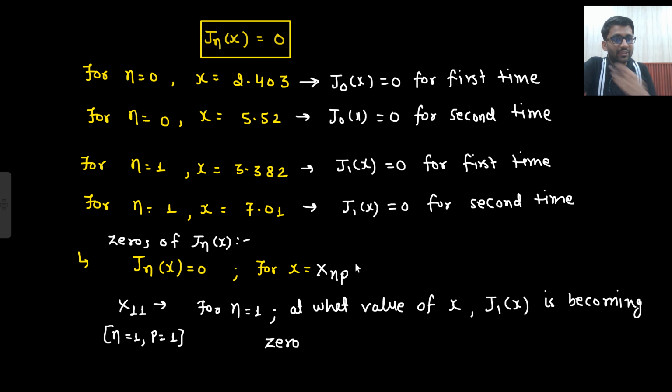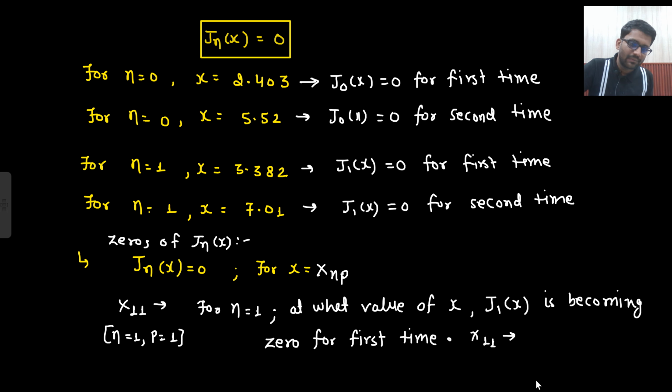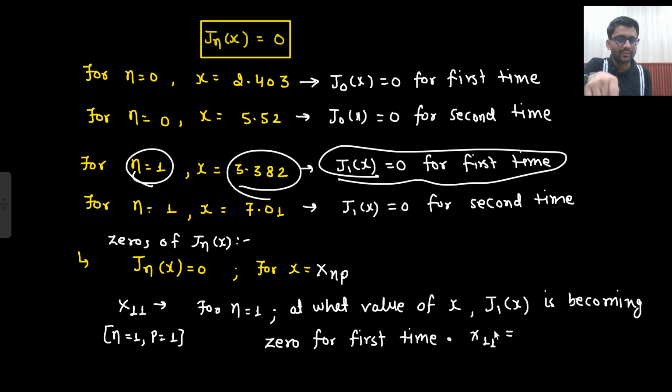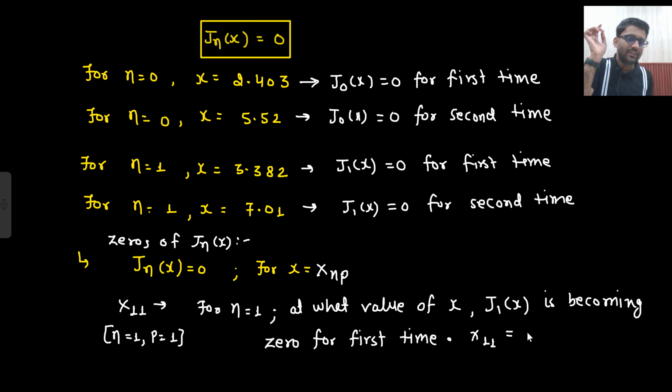So what does this xnp represent? For example, x11 means n is 1 and p is 1. So for n equals 1, at what value of x is J1x becoming 0 for the first time? For n equals 1, J1x is 0 for the first time at what value of x? 3.382. So x11 value is 3.382.